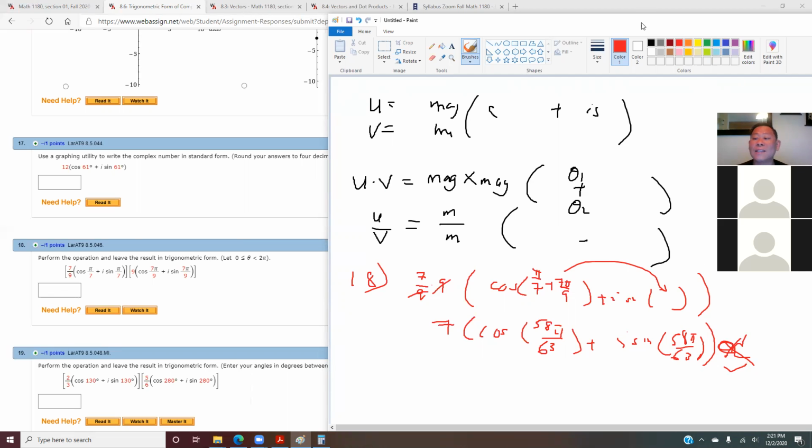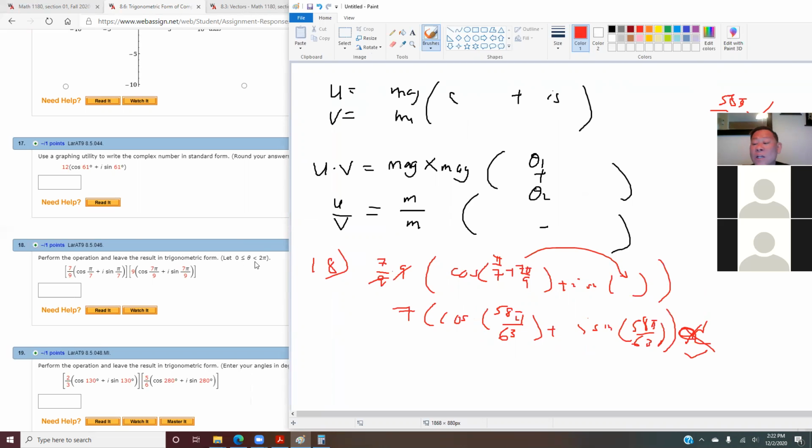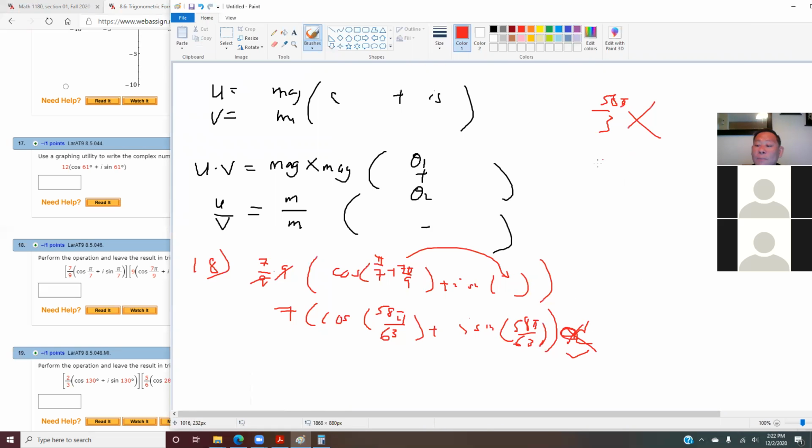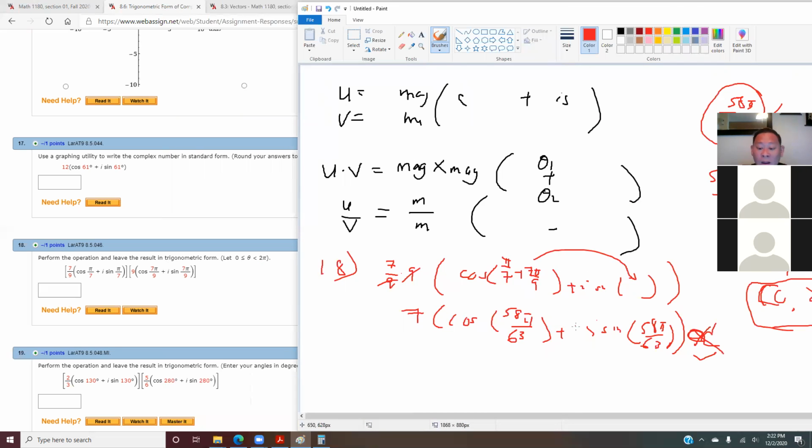The reason why I said the previous one is wrong, if you put 58 pi over 3, is because that angle that you have is not between 0 and 2 pi. So you have to keep on subtracting 2 pi until the domain is from 0 to 2 pi. So if you got a number that is not inside this given domain, then you either have to subtract or add 2 pi until it reaches this domain. That's the reason why 58 over 3 is going to be wrong, but 58 over 63 is correct, because that is in between 0 and 2 pi.